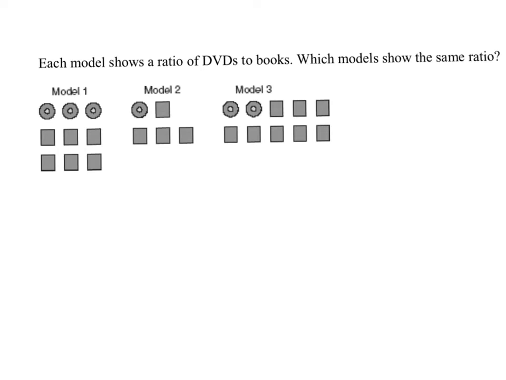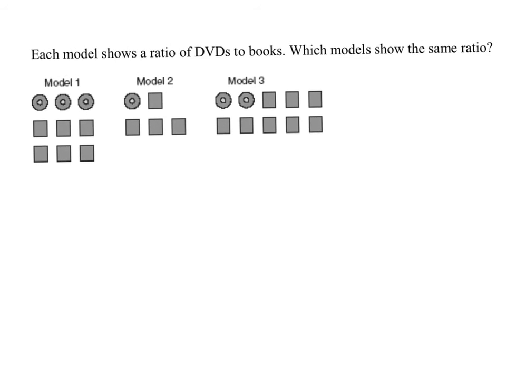Okay, so we are on, I don't even know if this one has a number beside it, but we're on this problem. It says each model shows a ratio of DVDs to boxes. Which model shows the same ratio? I actually really like this. So first off, it has to be DVDs to the books. Sorry, I keep saying boxes. I mean to say books. DVDs to books. So in this model 1, we have 3 DVDs to 6 books.